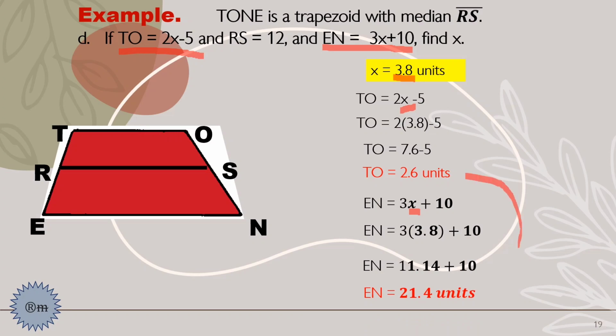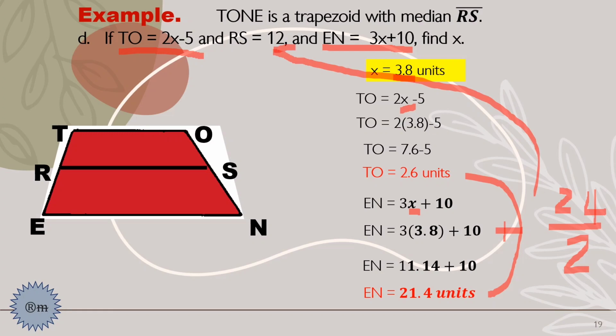Then check if your answer is correct. 2.6 plus 21.4. What will be the answer? Okay, the answer is 24. Then get the half of 24. 24 divided by 2. What will be the answer? Okay, the answer is 12. We have 12, wherein this is the value of our median, which is 12. It means the value of your x is correct.